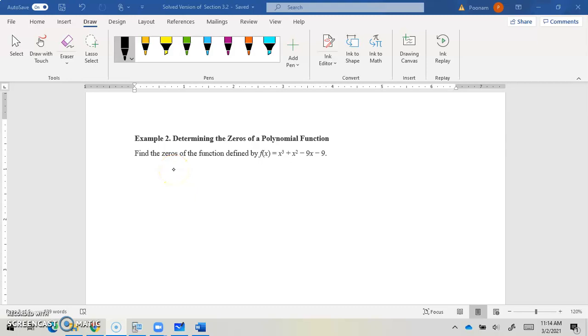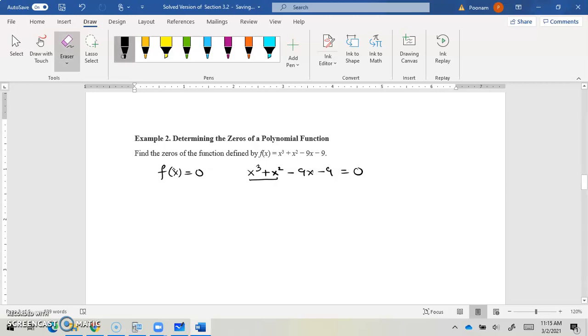Let's do example number 2. How can we find the zeros of the function defined? We just saw this function, but how can we actually find the zeros? The first thing is to set the function equal to 0. That will give you the equation x cubed plus x squared minus 9x minus 9 is equal to 0. Let's factor this equation.